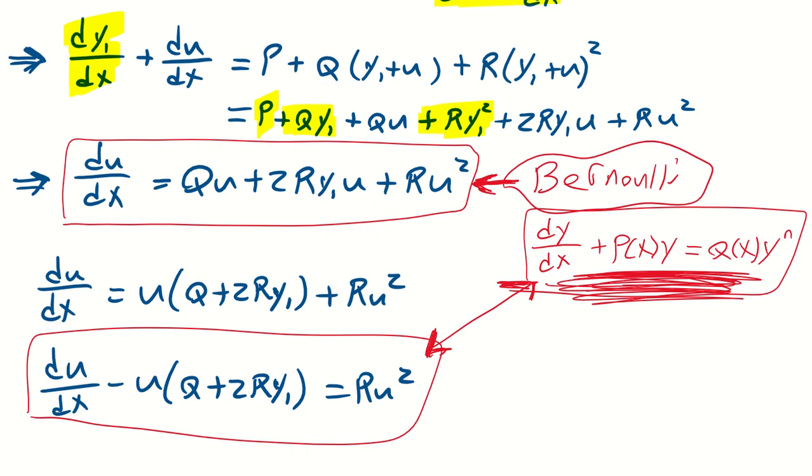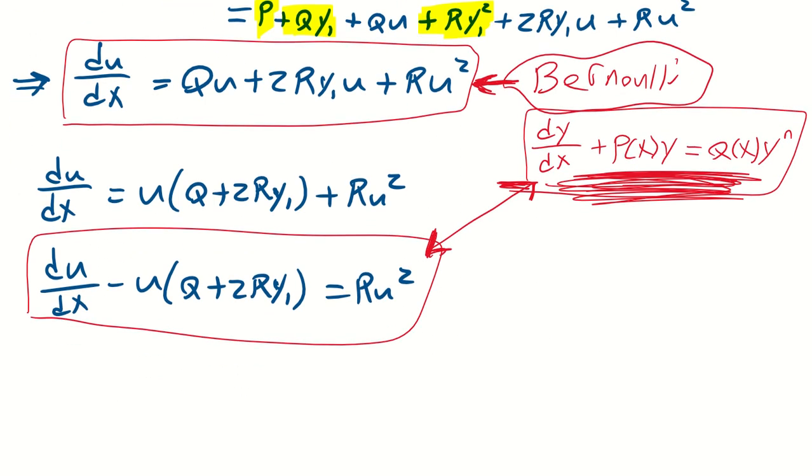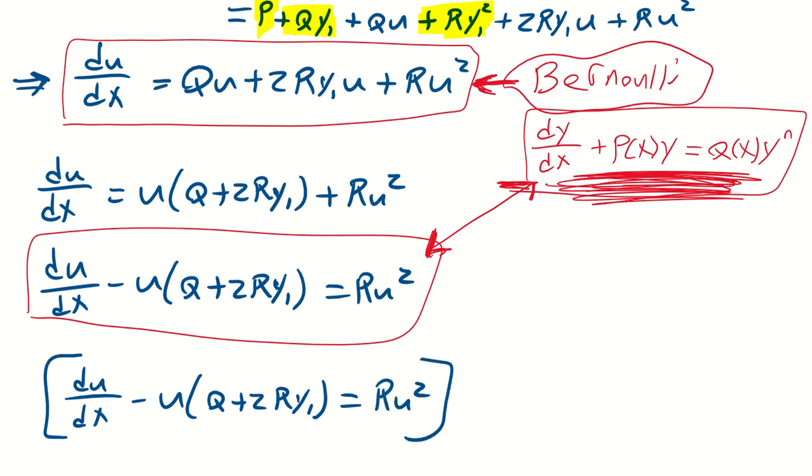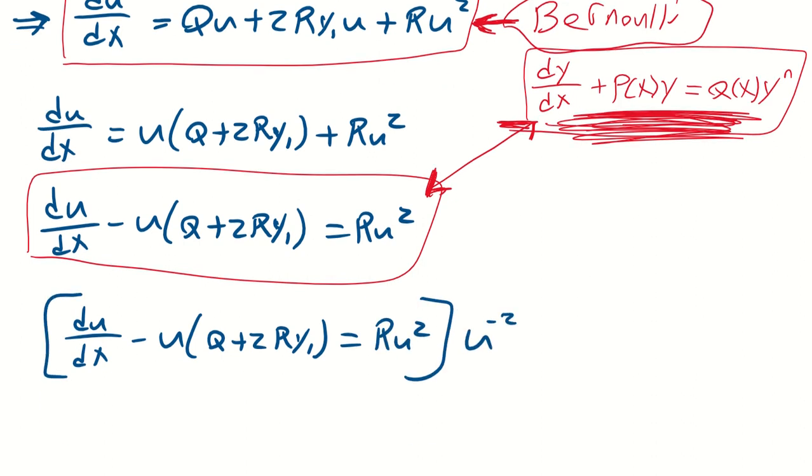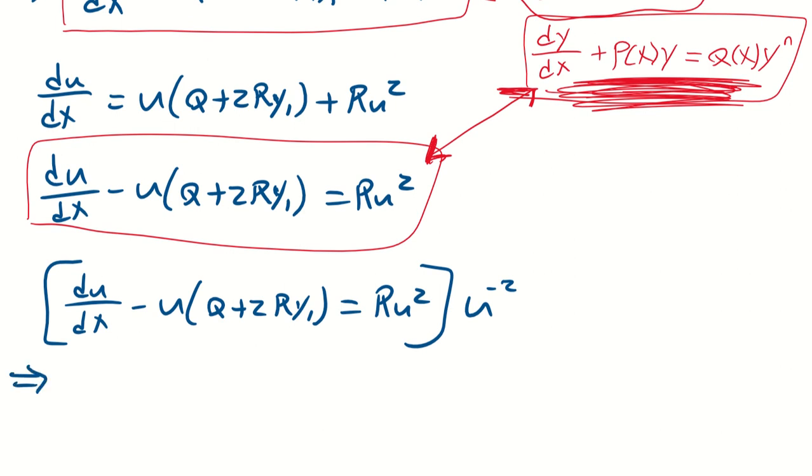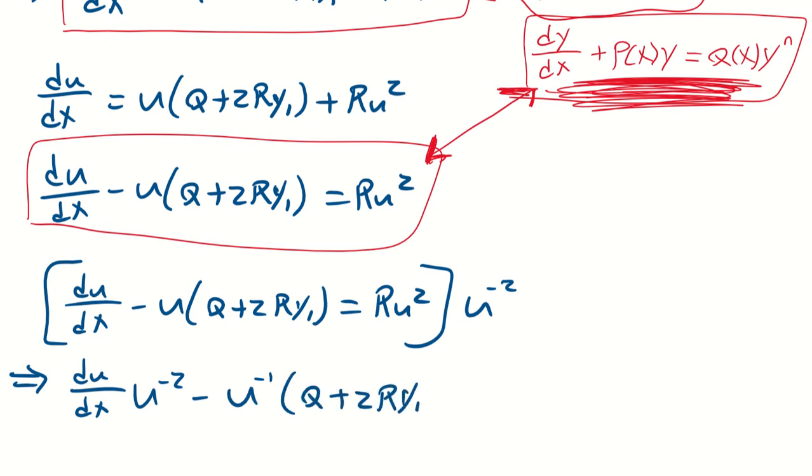We would usually do a u substitution here, but the letter u is already used, so we'll use w instead. But first, I'm going to work on this equation a little bit more. We'll take du/dx minus u(q plus 2ry₁) is equal to ru squared, and multiply the entire equation by u to the minus 2 power. So now we have du/dx u to the minus 2 minus u to the minus 1 (q plus 2ry₁) is equal to r.